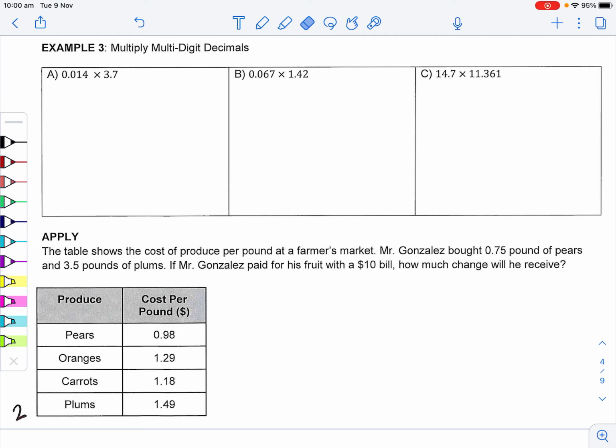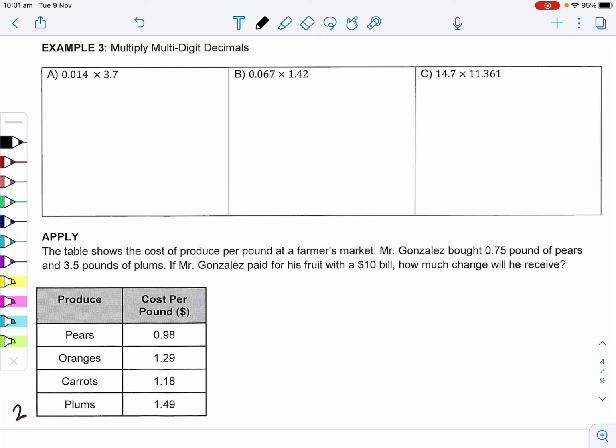Hey everyone, we are on to part 2 of our multi-digit operations with decimals lesson, and we are going to be multiplying now. When we multiply multi-digit decimals, we are going to actually count the decimal places that are present in each number. Then we're going to take those away, and we're going to act like they don't exist for a little bit. We're going to multiply the numbers, and then we're going to put the decimals back in.